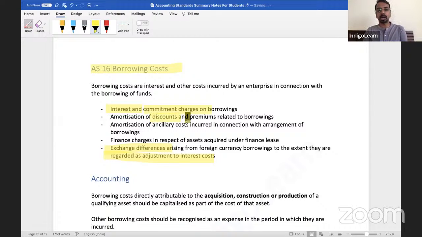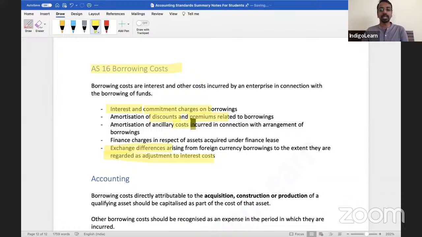If there are any discounts and premiums related to borrowing, then also it is a borrowing cost. What does that mean? You have issued, let us say, 100 rupees worth of debentures at 95. So you got 5 rupees less. That 5 also forms part of borrowing cost, and you have to amortize that over the life of the debenture. Similarly, if you are repaying a debenture at a premium, that premium is also a cost that has to be amortized over the life of the borrowing.